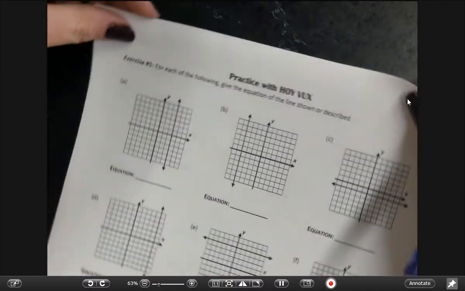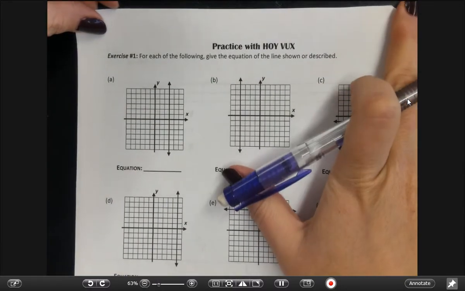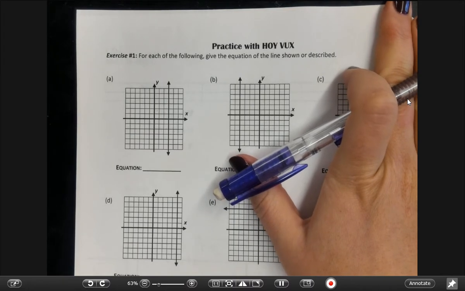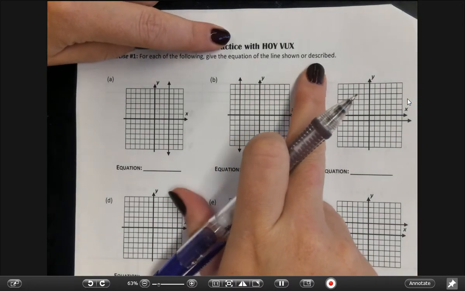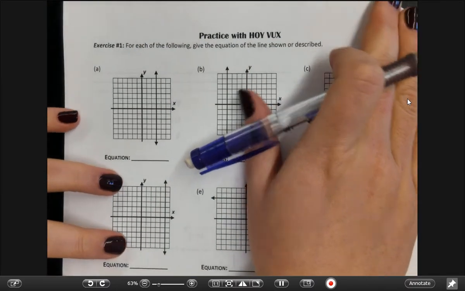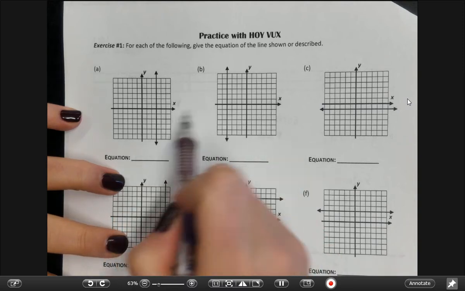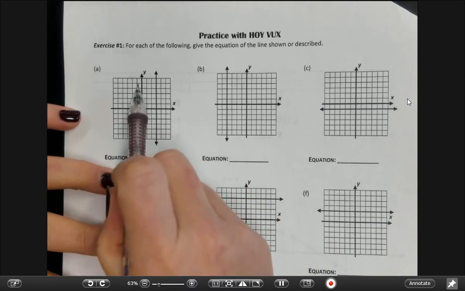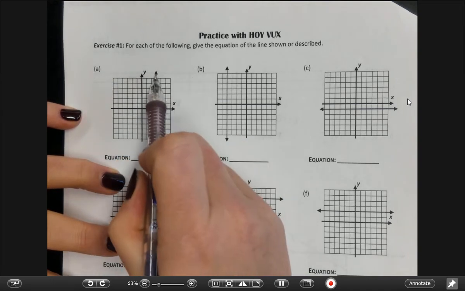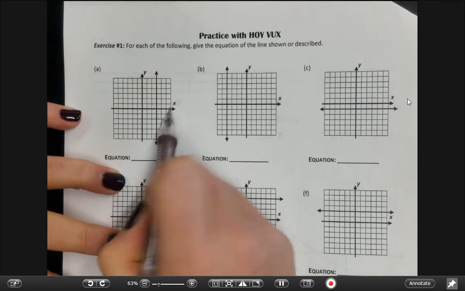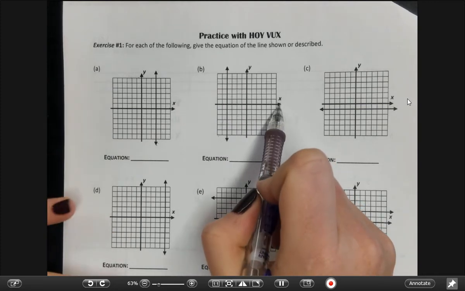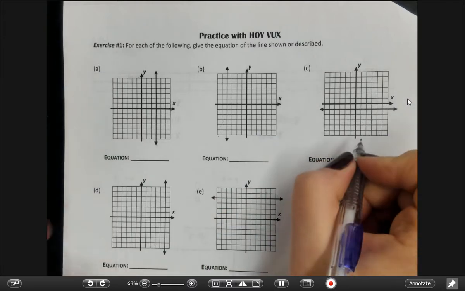Alrighty, so now what we're going to do is practice creating an equation for HOI VUX, all right? So for each of the following, give the equation of the line shown or described. Okay, so what I want you to realize is on this paper, your lines have arrows on the top and the bottom. Your axes only have arrows on the top and the right-hand side. So this is my line, these two are my axes. The axes are also labeled.